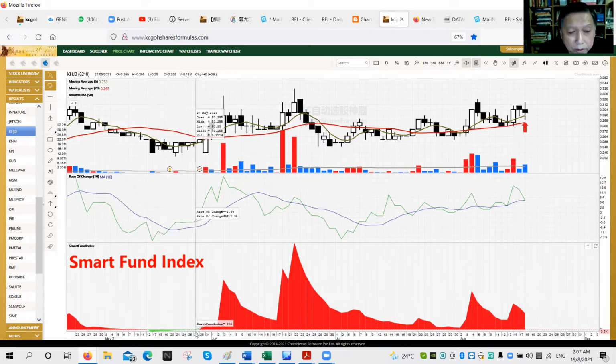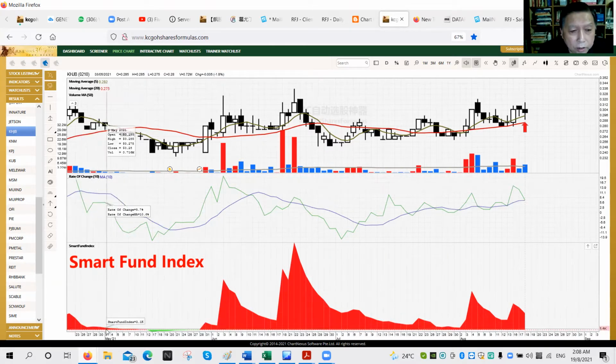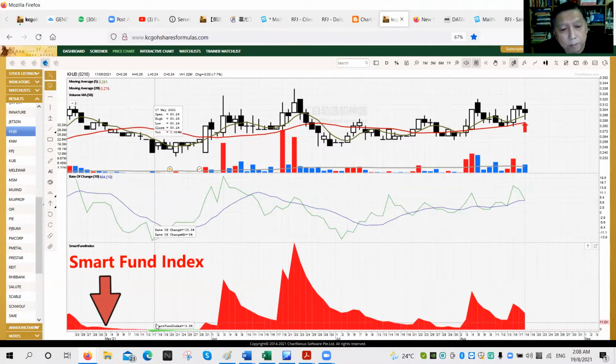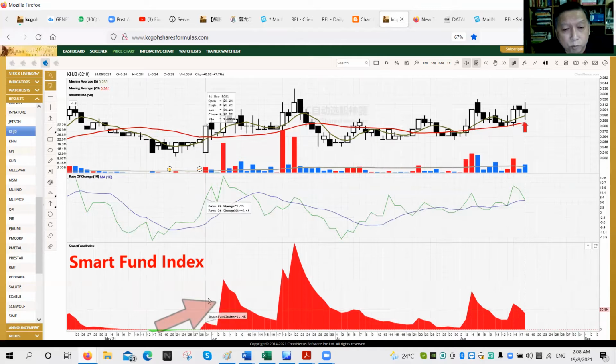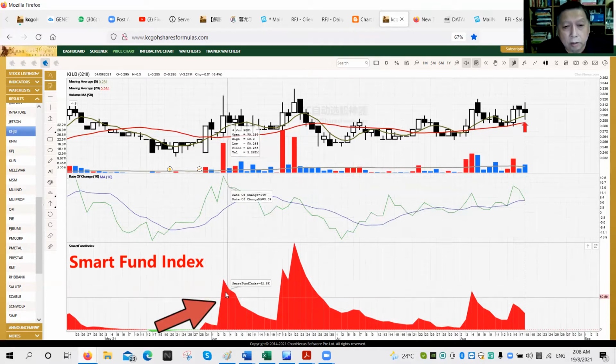And then for the Smart Fund Index, we have a red mountain and also a green mountain. The red mountain reflects the smart fund. When the smart funds start to come in, normally there is just a very shallow mountain. Later on it will start to move up, and then there's a sharp move of the chart, and that's the time the price starts to move very fast.